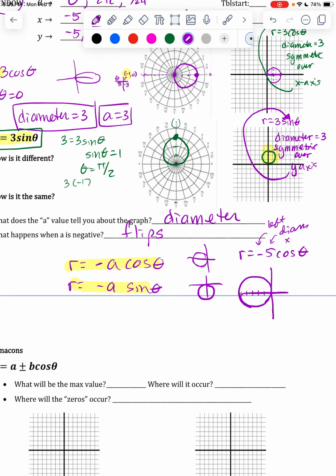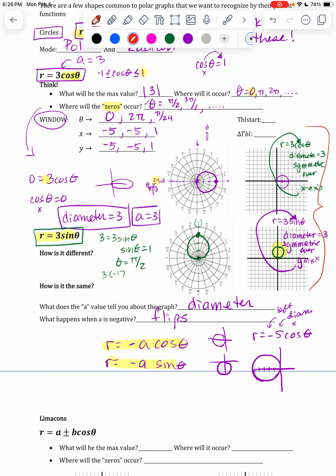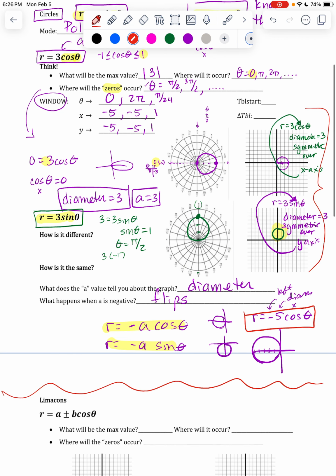So all this jibber jabber in the middle is to see where it's coming from. What you need to be able to do is say, hey, this is a circle equation. It's going to be symmetric around x or y. It's going to have a diameter of whatever a is, and I can decide if it's going to be on the top, bottom, right, or left based on if a is positive or negative. So you can stop the video and then try that part of your homework, or you can go ahead and do the other part of your homework as well.